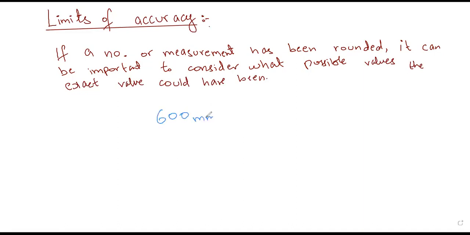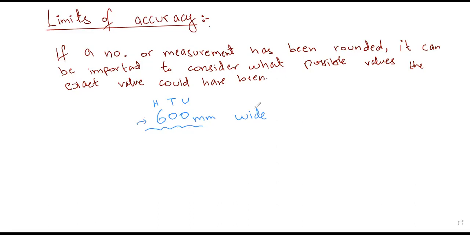Okay. For example, let's say that a measurement is 600 millimeters wide, okay? Now this is the rounded figure. This is the rounded figure to the nearest hundreds, right? You have been told that the measurement of a width is 600 millimeters, but what could be the actual value?